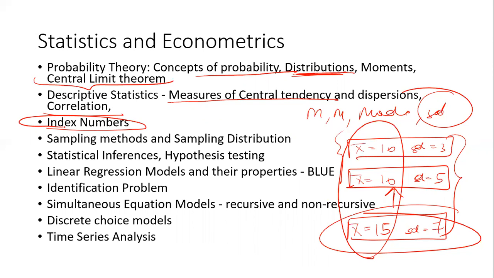Then I'm going to talk about sampling methods and sampling distribution. I'm going to talk about hypothesis testing. What do I mean when I reject my null in favor of the alternative? When do I do that? What happens when T calculated is greater than T tabular?